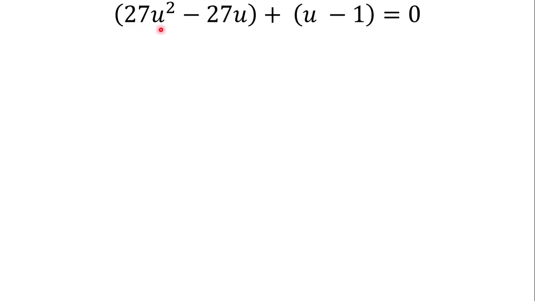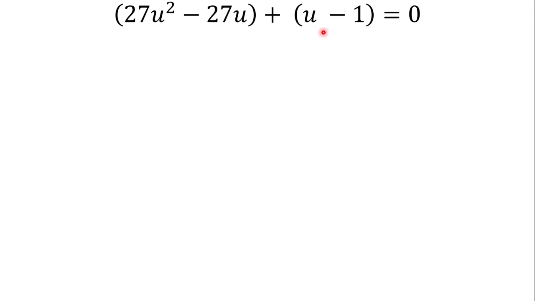Now here we're having 27u squared, and here we're having 27u. So what is going to come out? 27 is here, and also 27 is here. So 27 will come out, and then here we're having u squared, and also another u squared here, u here. So u also comes out. So in this bracket, 27u is going to come out. Okay, and when 27u comes out, we are going to get u minus 1 left in the bracket.